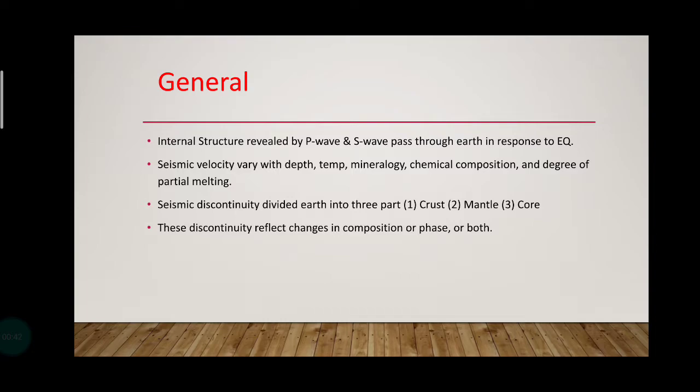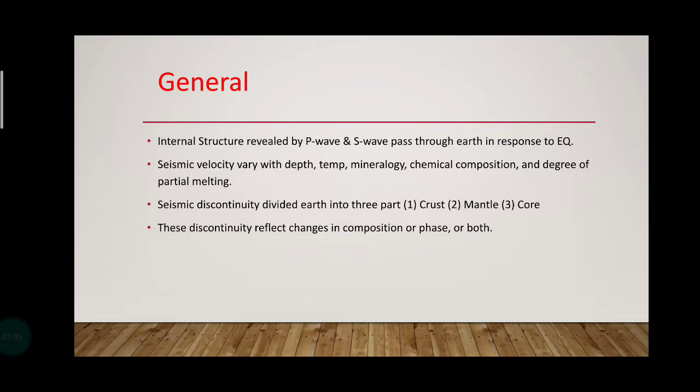Now, this seismic velocity varies with depth, temperature, mineralogy, chemical composition, and degree of partial melting. Seismic discontinuities divide the Earth into majorly three parts: crust, mantle, and core.